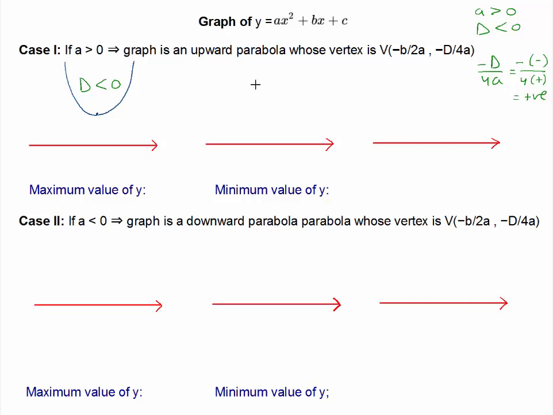Now the second case is when D equals 0. If you notice, when D is 0, the y coordinate of the vertex would be 0, meaning the vertex would lie on the x-axis. Therefore it would be an upward parabola touching the x-axis. So something of this sort. Now the third case is when D is greater than 0. Now if D is greater than 0, we will notice that minus D by 4a would be negative. So the vertex will come below the x-axis and the graph would be of this sort, where this is the vertex.